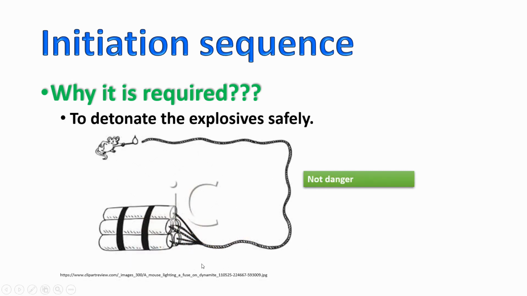Now let's see the other situation. Here we are going to detonate the explosives and here we are lighting it. However, we are not directly providing the energy to the explosives. We have used some initiation sequence, and we are going to give the flame to another part of the wire and it will take some time to reach the explosives so that we can move to a safe position. So for this reason, to detonate the explosives safely, we need a proper initiation sequence.